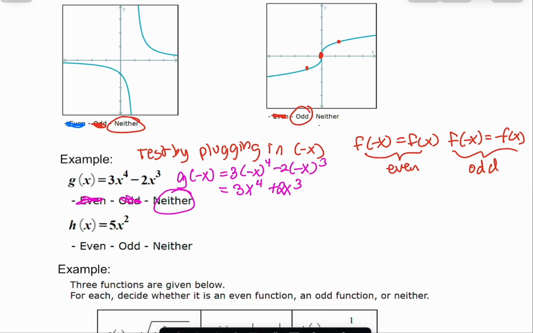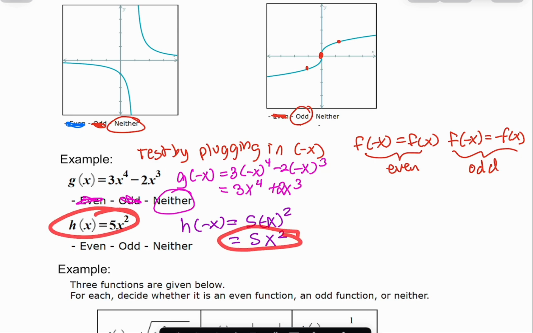Now let's do it one more time. Okay, so we're going to plug in negative x and see what happens. When we square a negative, it goes right back to where it started. It becomes a positive. So that one, you'll notice, is an exact duplicate of our original. So that one is even.